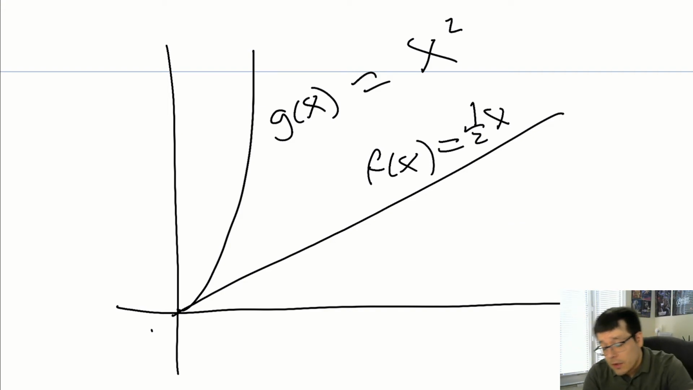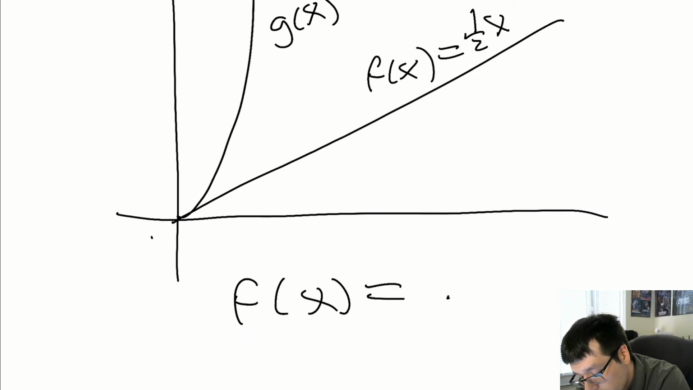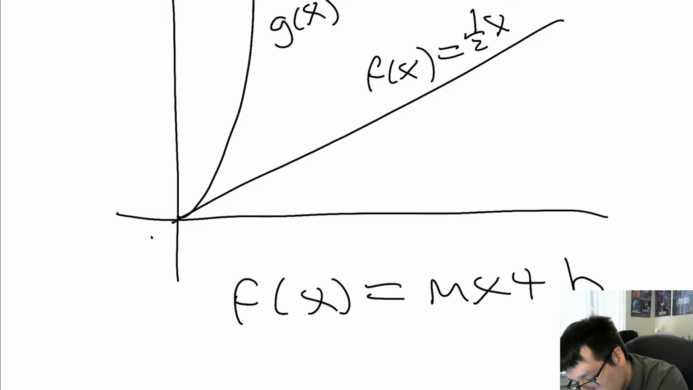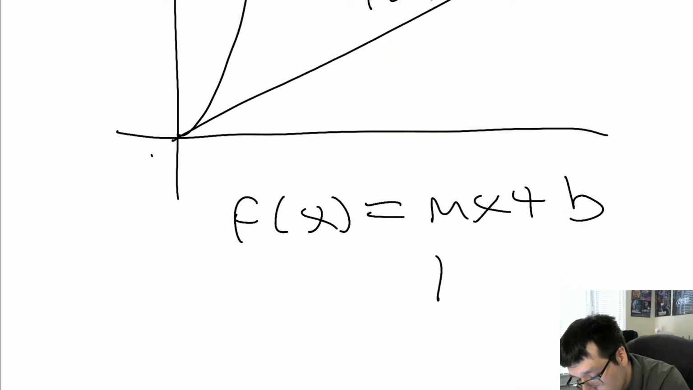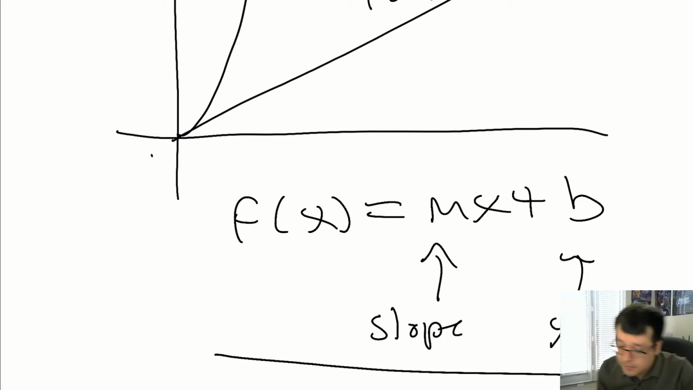So yeah, normally when you're writing a function, you do something like f of x is equal to mx plus b, where this is your slope and this is your y-intercept, right? So this is all math time, okay?